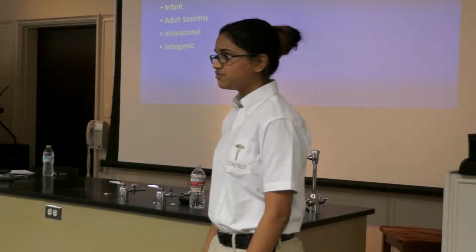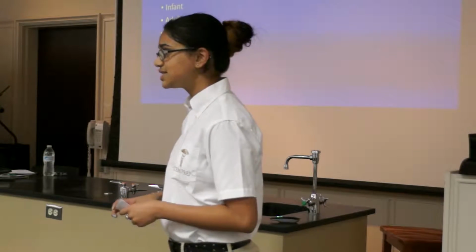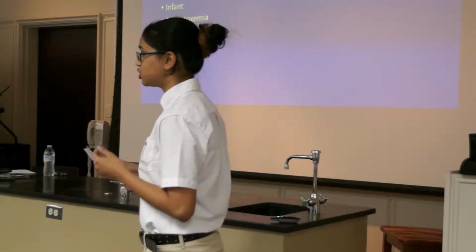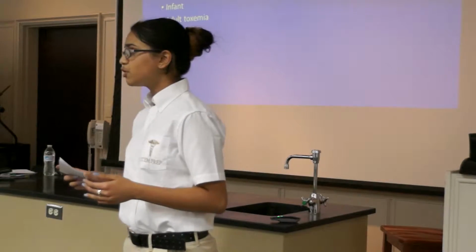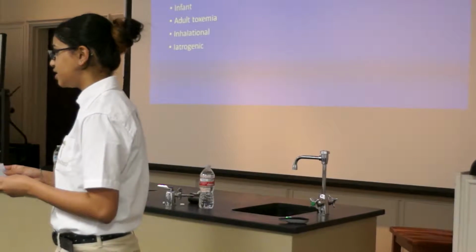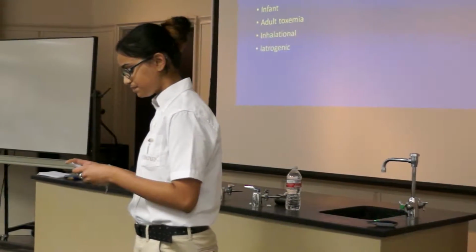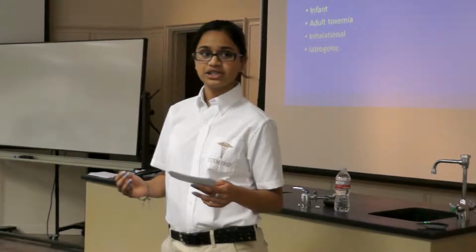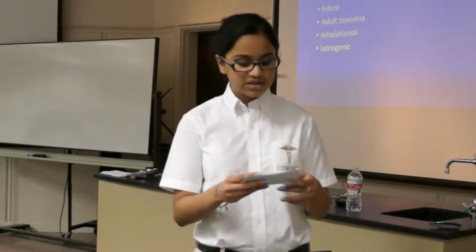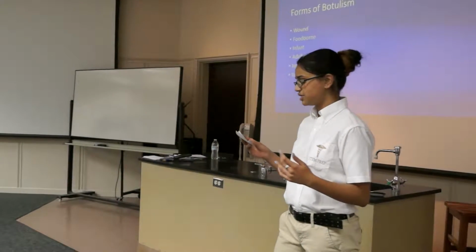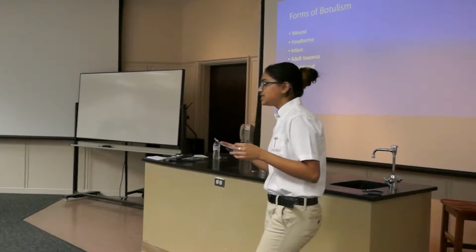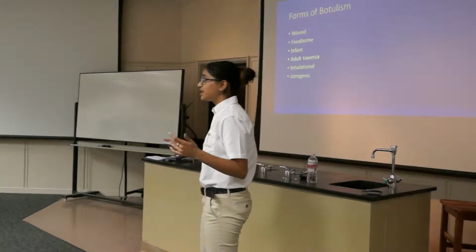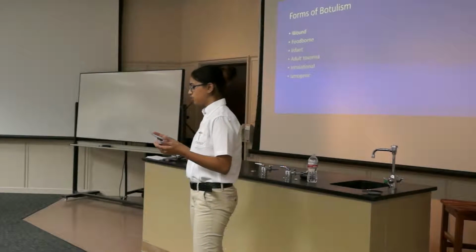There are 6 forms of botulism. Wound botulism occurs when an open wound is contaminated with Clostridium botulinum. Foodborne botulism occurs when a person consumes a food that is contaminated with botulinum spores. Infant botulism happens when the small intestine has been colonized with spores of botulism. And adult toxemia is basically the same thing as infant botulism, except it occurs in adults.